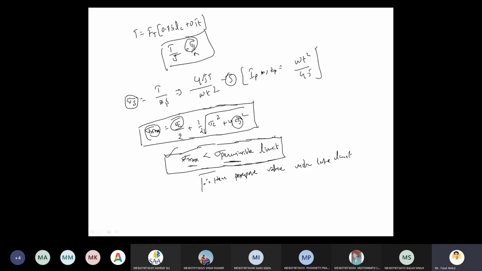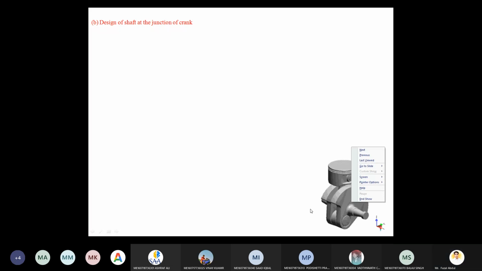Okay? Now next one, design of shaft at the junction of the crank. So at the junction of the crank, the shaft design. The design of the shaft at the junction is referred to as DS1. It is nothing but the diameter of the shaft at the junction of the crank. It is in mm.